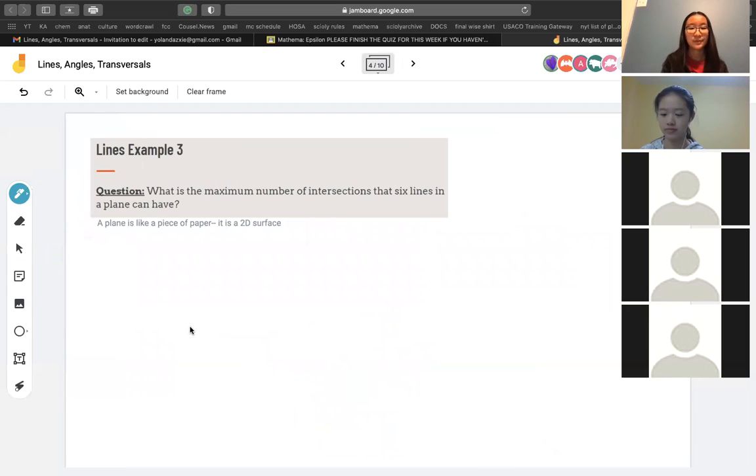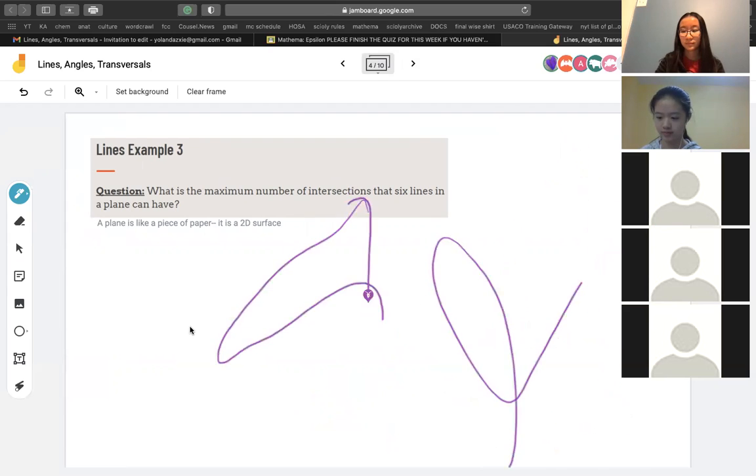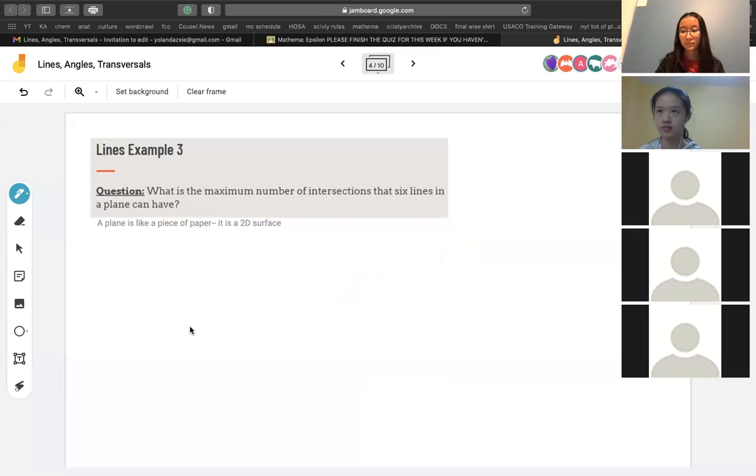All right, next question. What is the maximum number of intersections that 6 lines in a plane can have? And a plane is just basically, you can imagine a plane is a piece of paper. It's a 2D surface, and on that surface, there's 6 lines. You may not know how to solve this if you don't already know how to solve it, but just think about it.